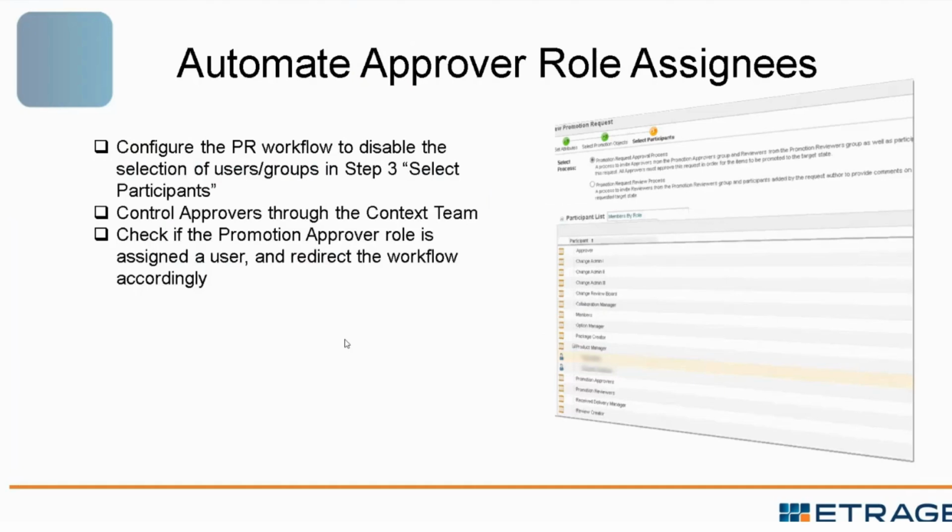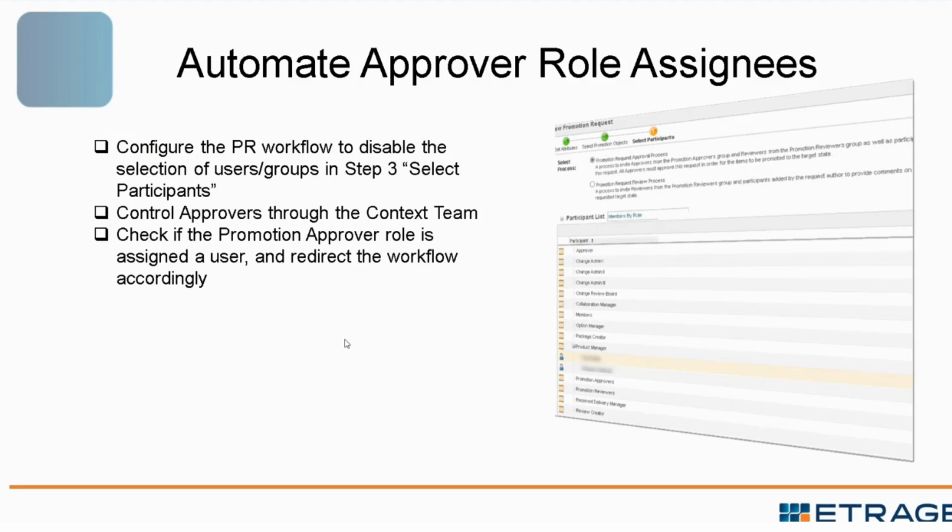Automate approver role assignees. Configure the promotion request workflow to disable the selection in step 3. What you're doing there is no longer relying on users to go in and select specific users or add users to the approver's role, or any role that you potentially use in your context team. So the users assigned under that role receive the promotion approver task.